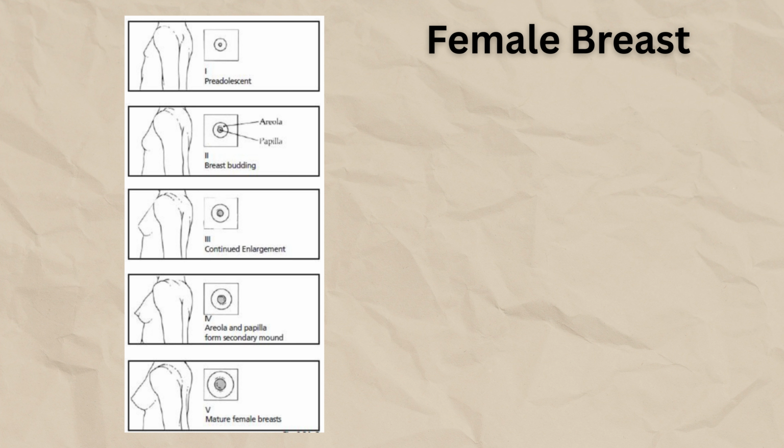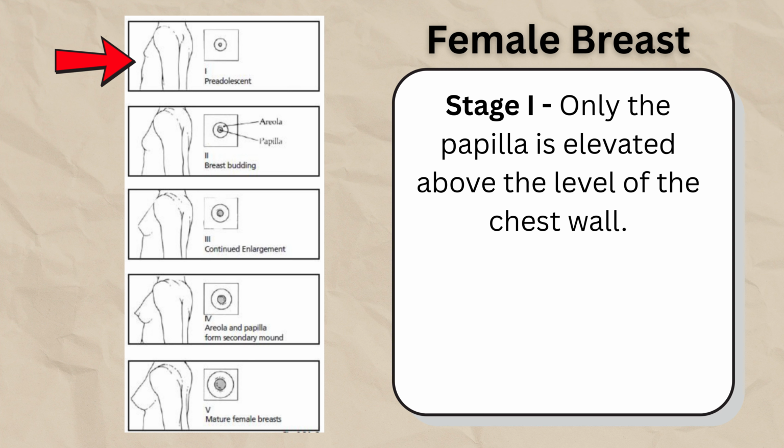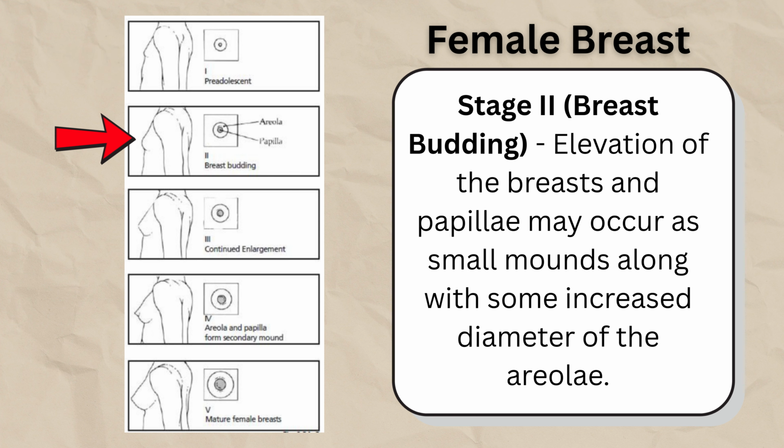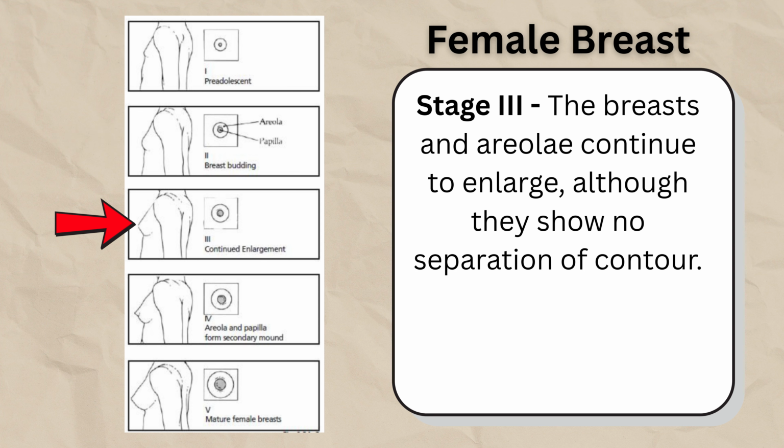In young women, the Tanner stages for breast development are below. Stage 1, pre-adolescent, only the papilla is elevated above the level of the chest wall. Stage 2, breast budding, elevation of the breasts and papillae may occur as small mounds along with some increased diameter of the areolae. Stage 3, the breasts and areolae continue to enlarge, although they show no separation of contour.